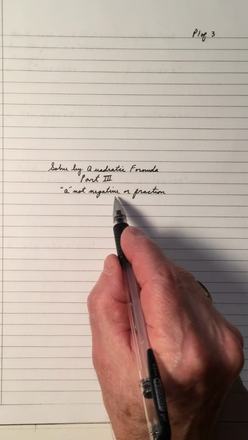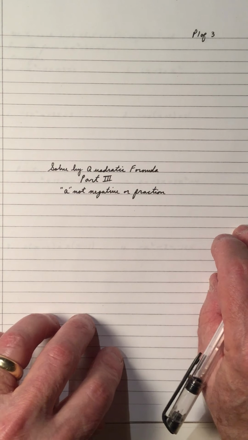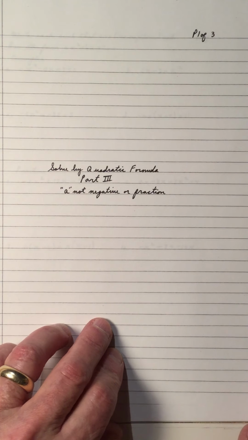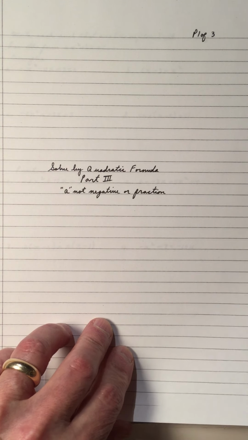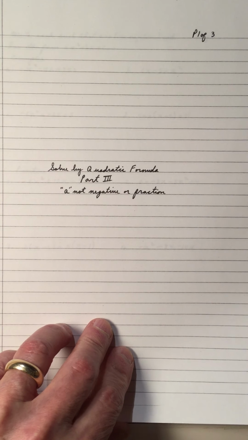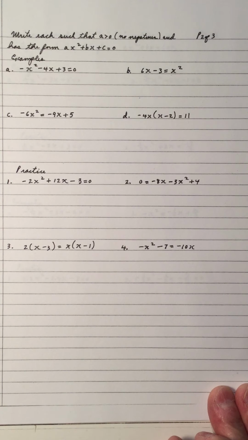A is not negative or a fraction. So when I do factoring, or when I do the quadratic formula, or when I do completing the square, I try not to have the leading term negative, and I try not to have any fractions. So let's go over that skill.